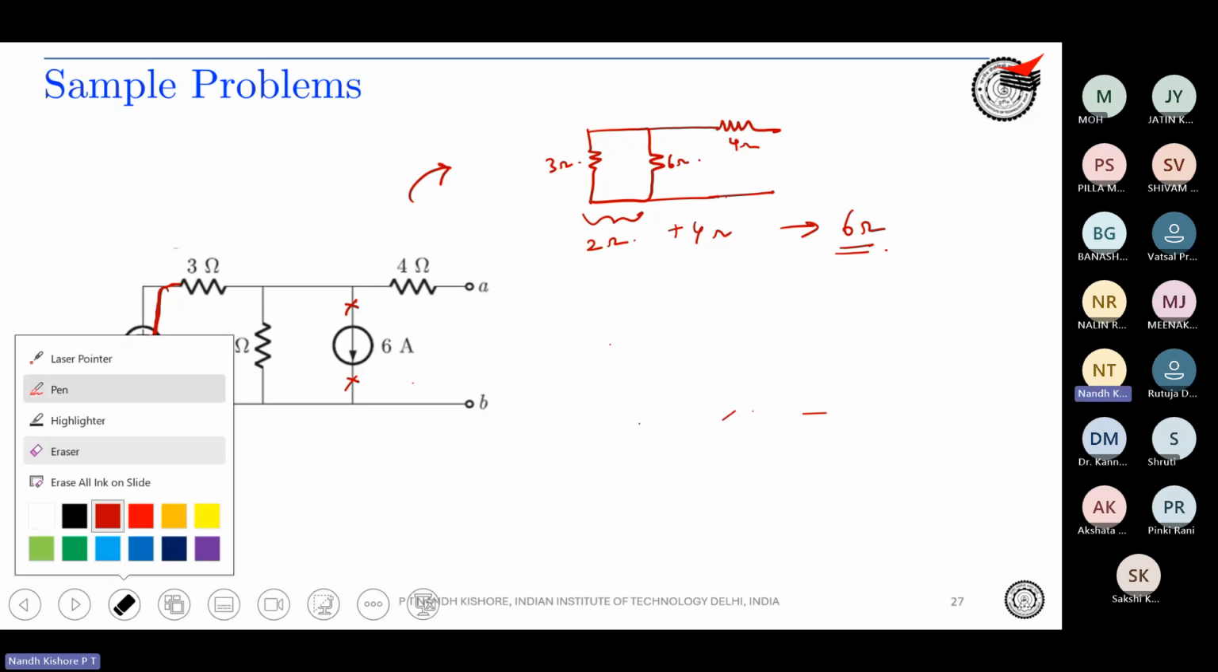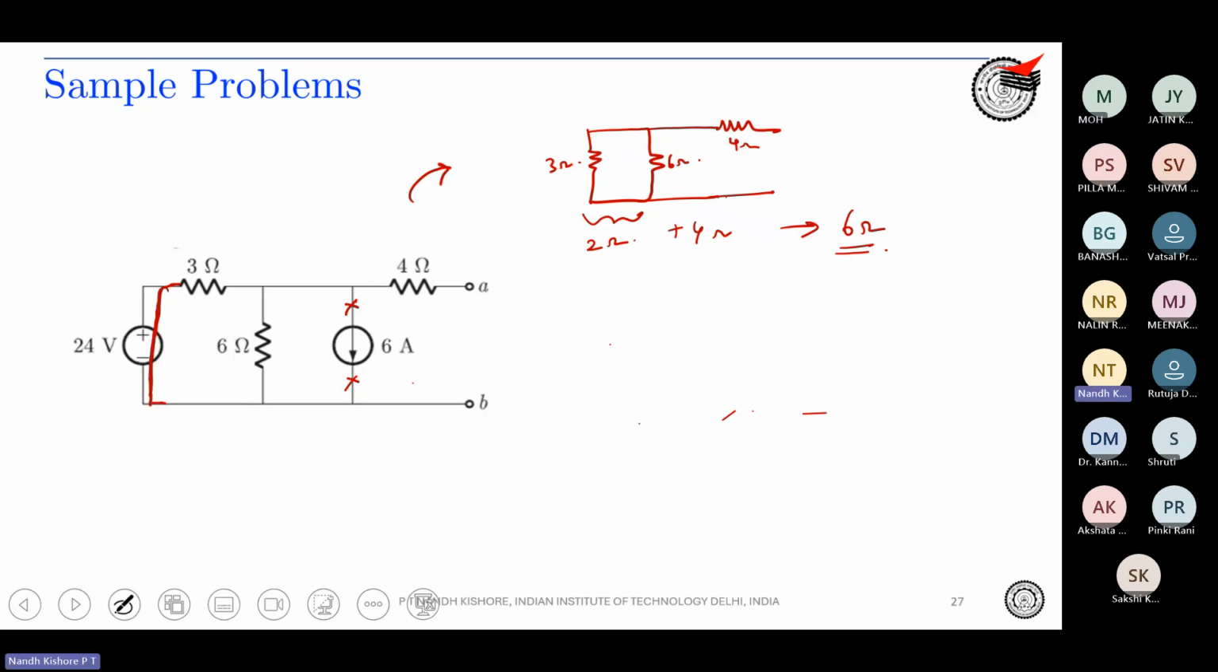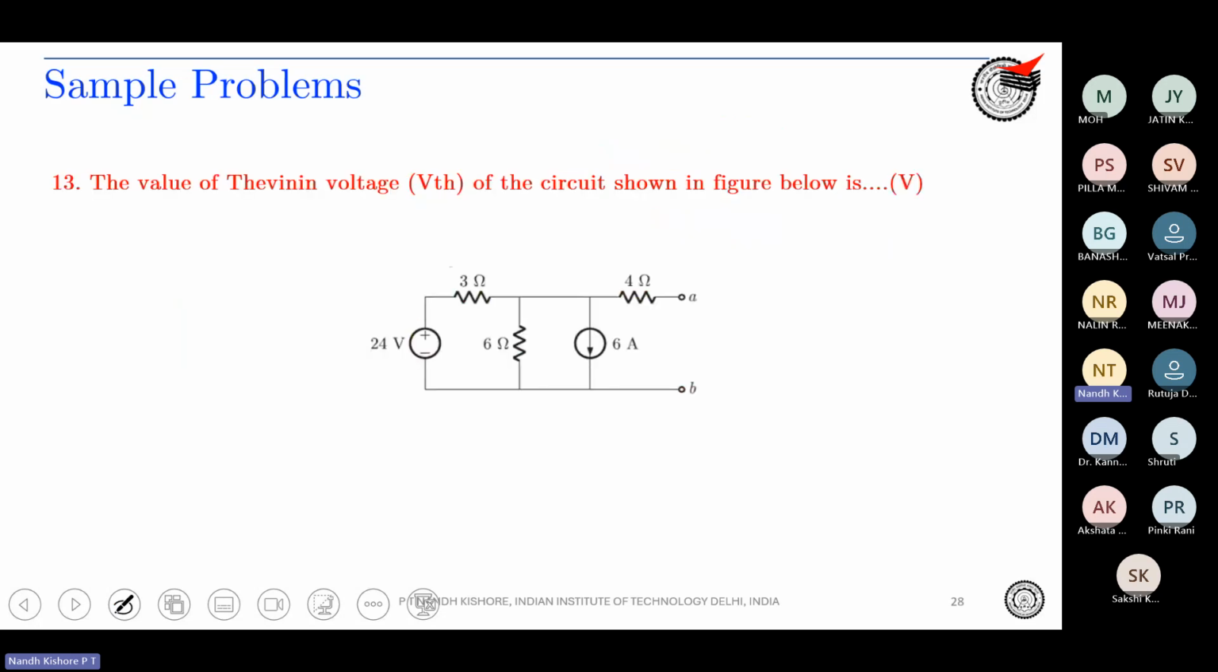Okay, it's very simple compared to what we did in the previous problems. So obviously the next question is, what is the value of the Thevenin voltage? How will you do this? Simple, just do mesh analysis.